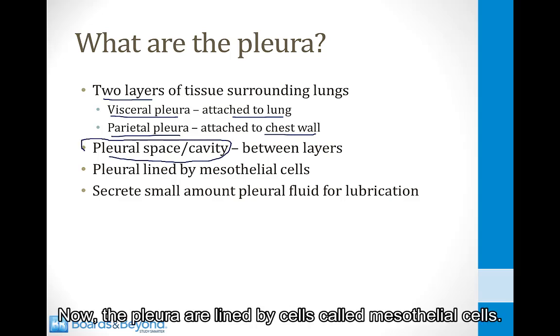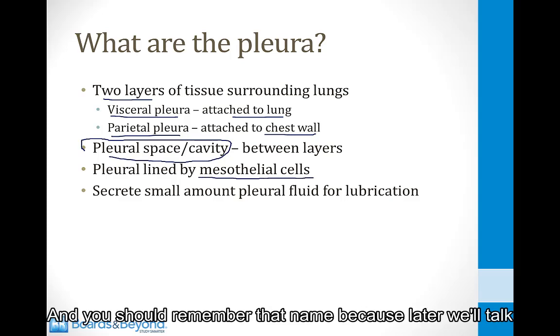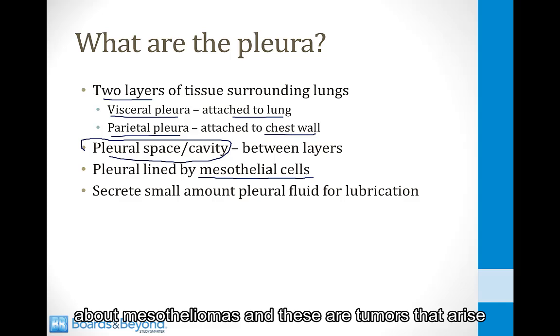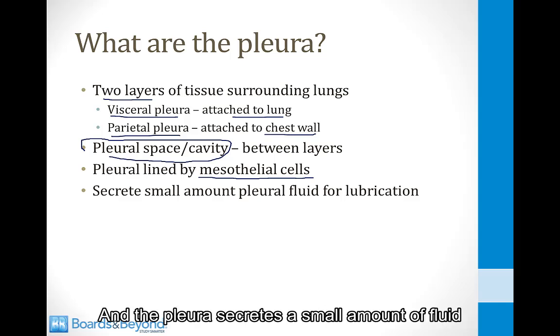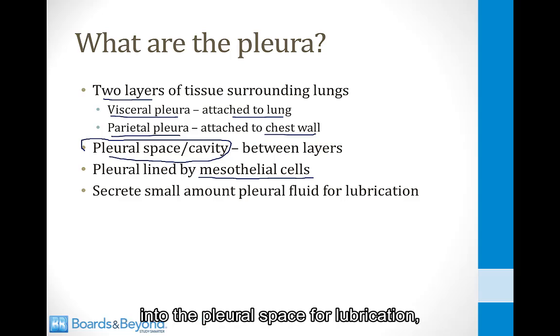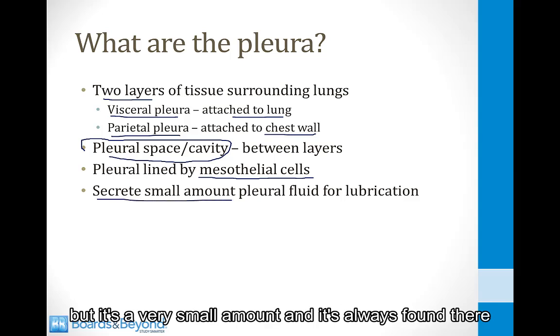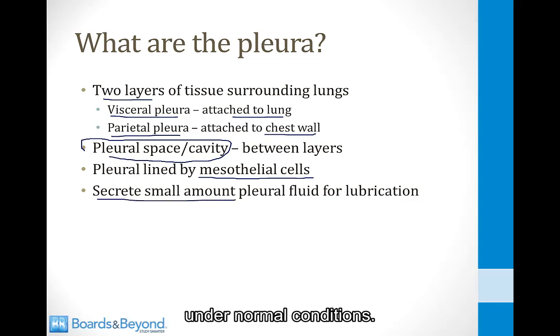Now the pleura are lined by cells called mesothelial cells, and you should remember that name because later we'll talk about mesotheliomas, and these are tumors that arise from the pleural cells. And the pleura secretes a small amount of fluid into the pleural space for lubrication, but it's a very small amount, and it's always found there under normal conditions.